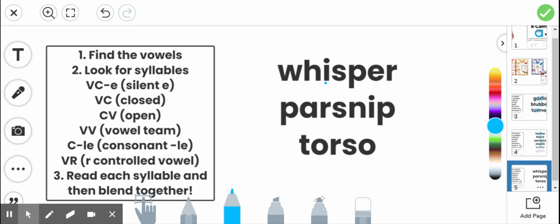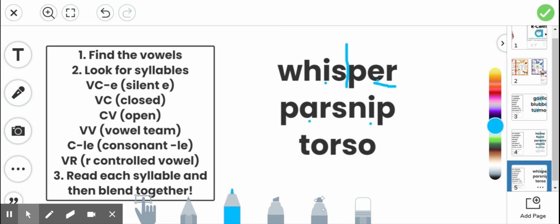Let's try a few more. Here I have an I and an E, and the E has an R with it, so they're going to stay together. And we will separate the two consonants. So here we have whis, per, whisper.